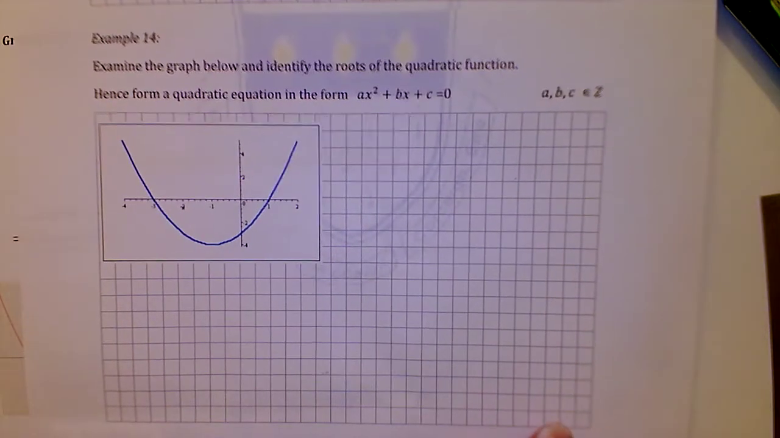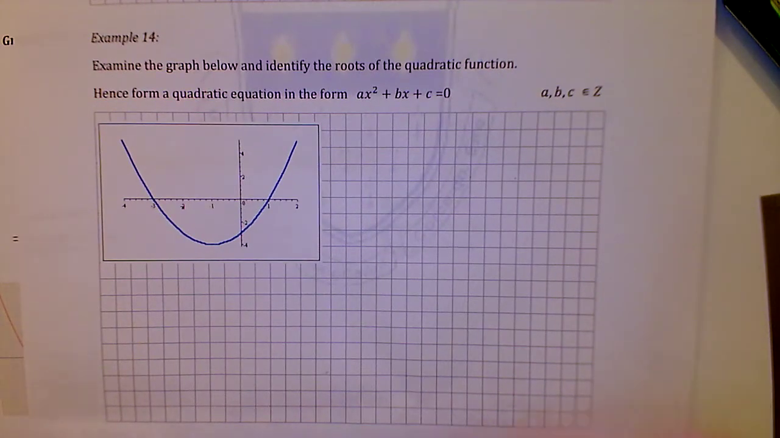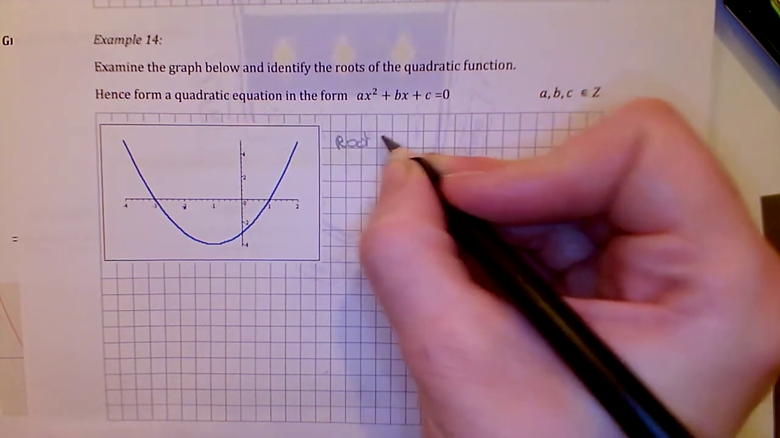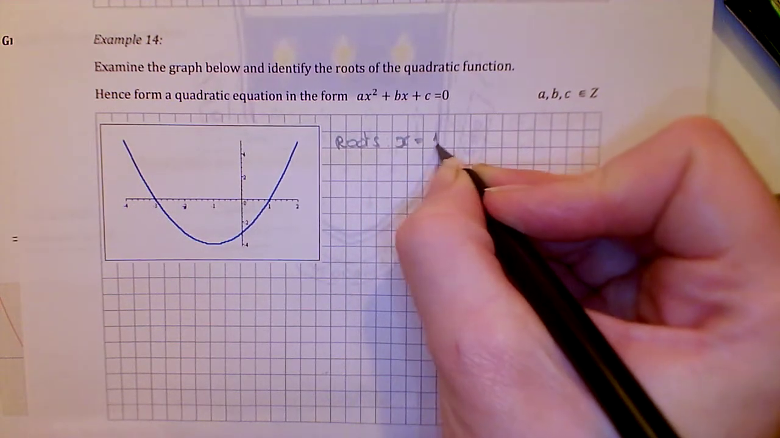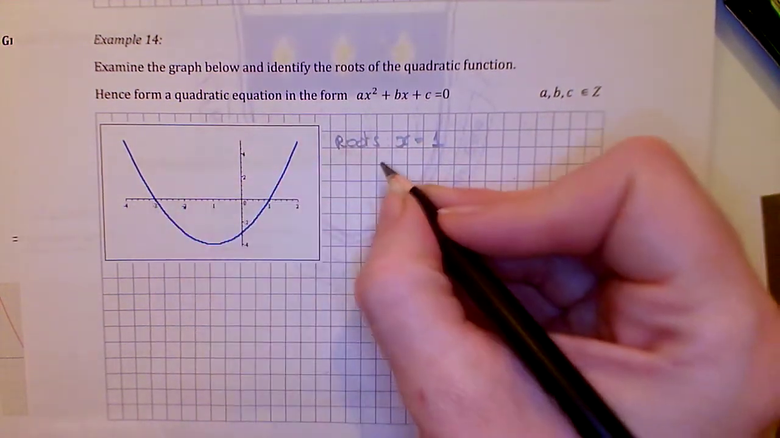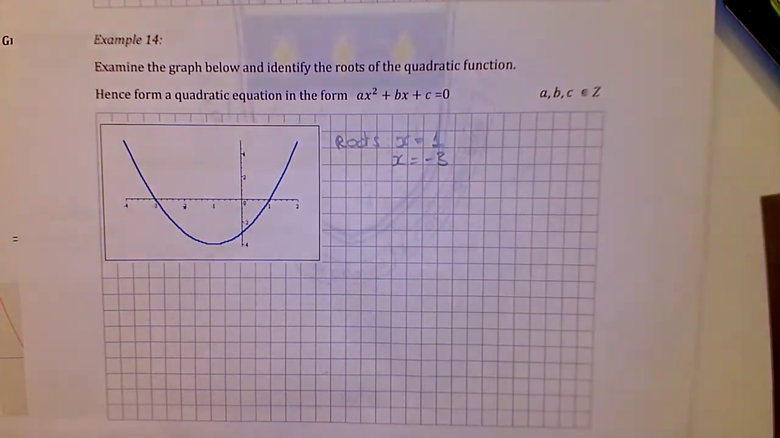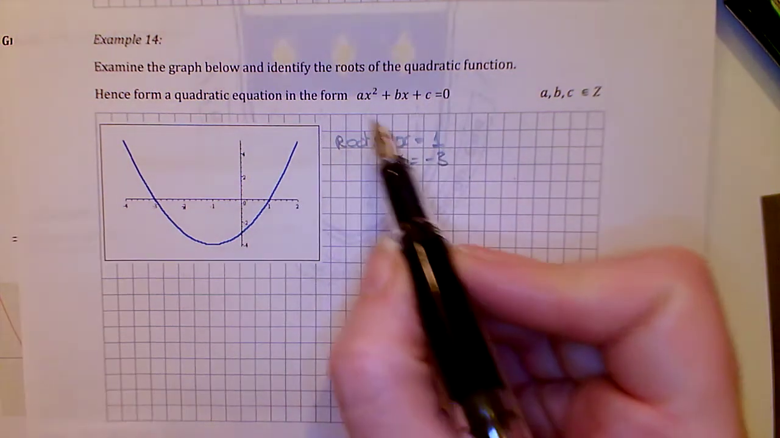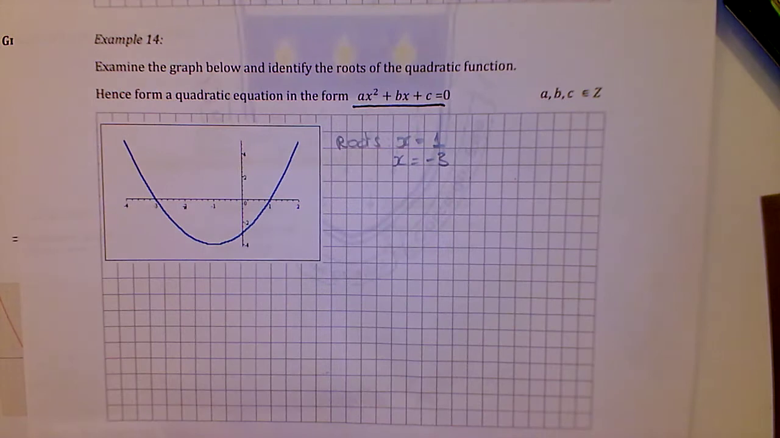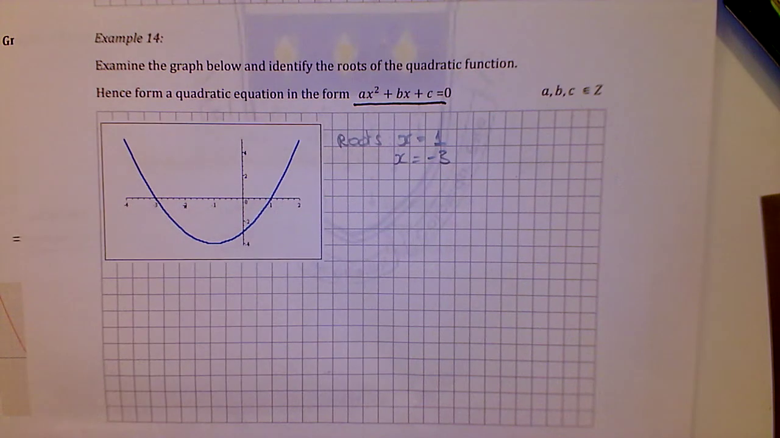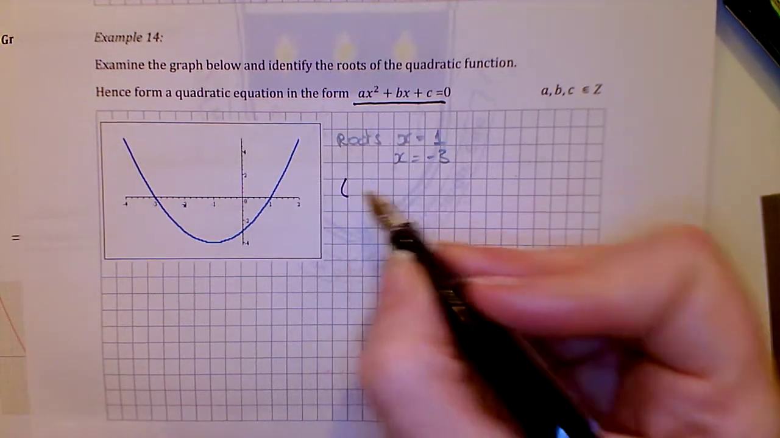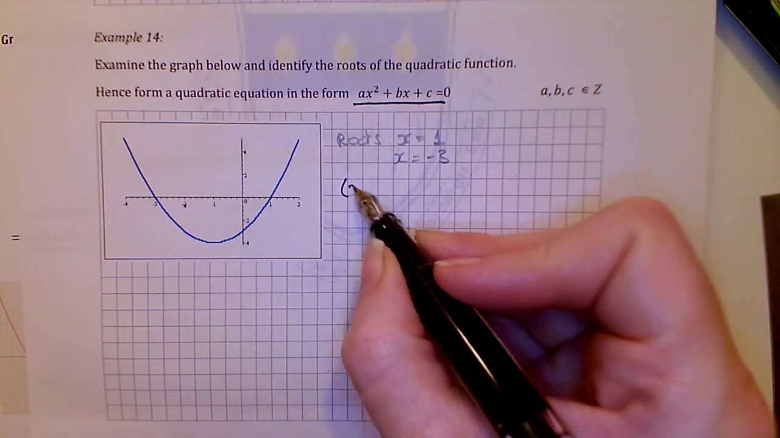Okay, and the final example on this page, we're asked to identify the roots of this quadratic. So hopefully you can see here on the graph, we have roots at x equals 1 and x equals -3. So they now ask me to write my quadratic in this form here, ax squared plus bx plus c. Now we don't know for sure what the coefficient of x squared is, but we'll start by assuming that it's 1. It's U-shaped, so it's going to be positive.